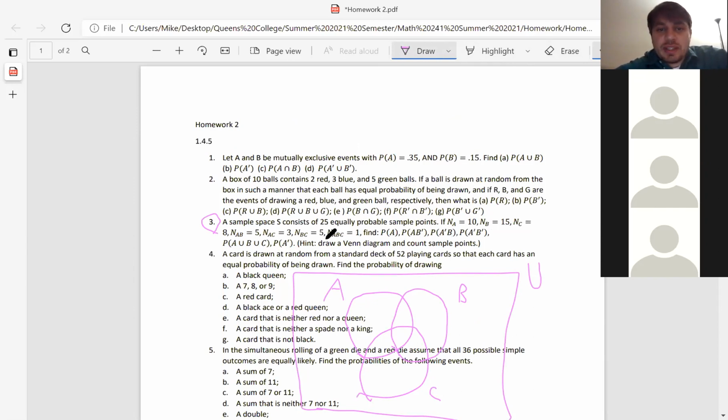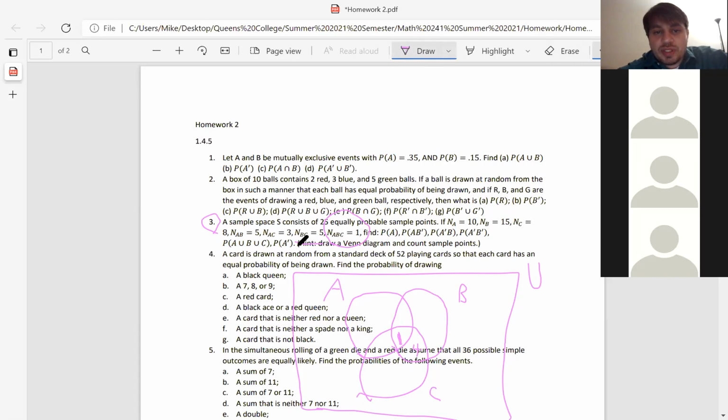Actually the main thing I want to point out is this. Oftentimes you want to work backwards in life. Here they're giving you the intersection of all 3 sets, that there's 1 element in it. So let's start from the inside out. You have 1 in the intersection. Now for n sub BC equals 5, that means there's a total of 5 in the intersection of B and C. There's already 1 here. So in order to be a total of 5, there needs to be a 4 there.